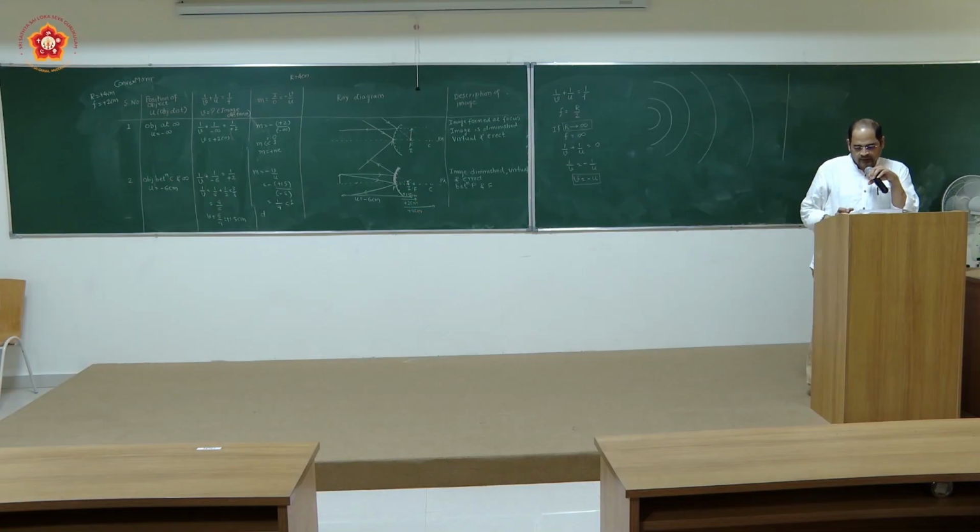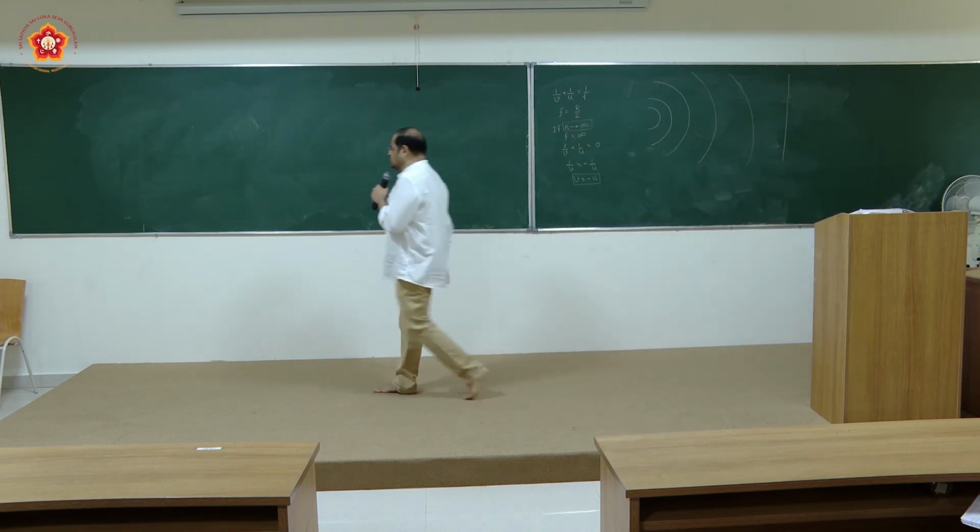Just enter there. In case of spherical mirrors, if object distance x1, small x1, and image distance small x2 are measured from focus instead of pole. Now see what we are trying to explain.